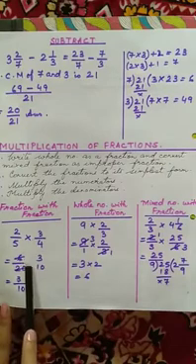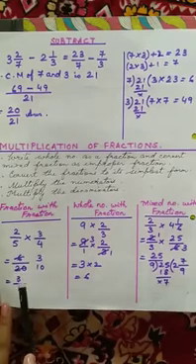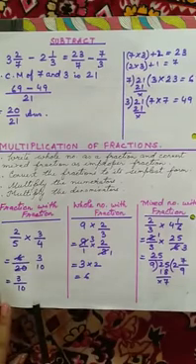So for that we can divide both by 2. 2 3s are 6, 2 10s are 20. So we have 3 by 10 as the answer.